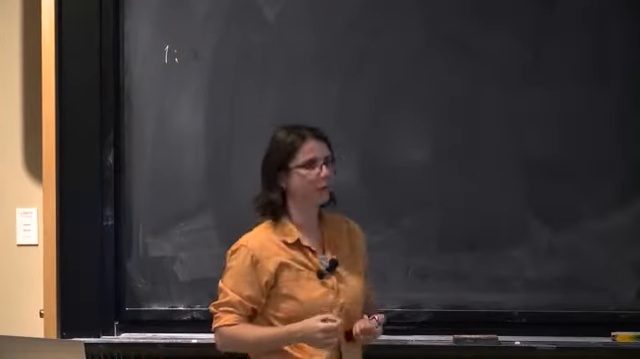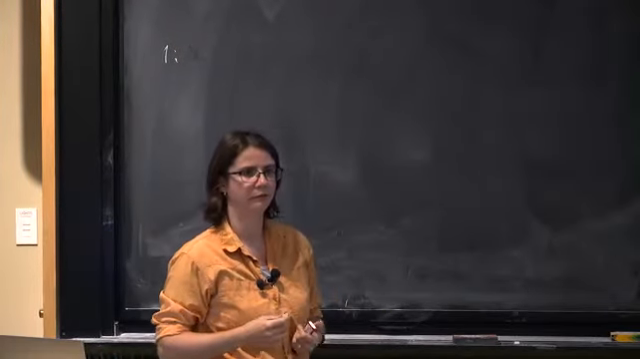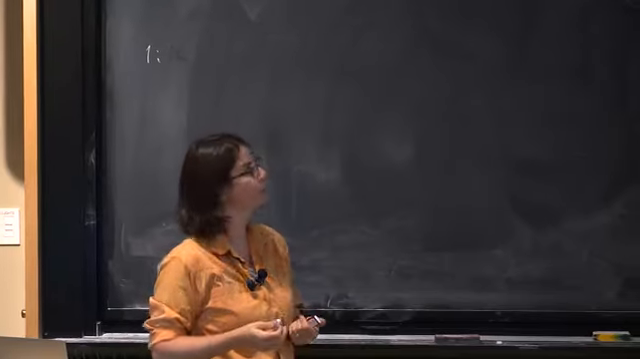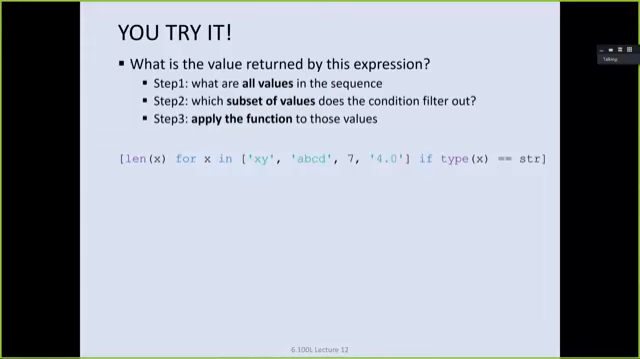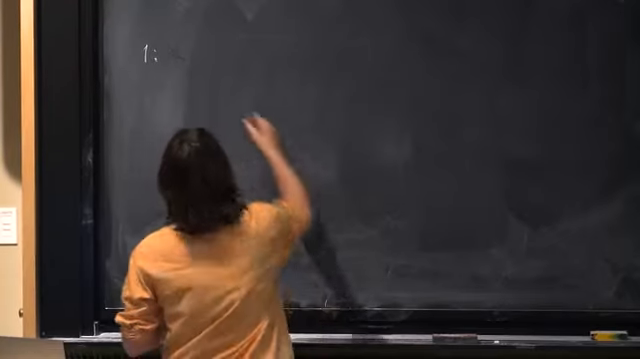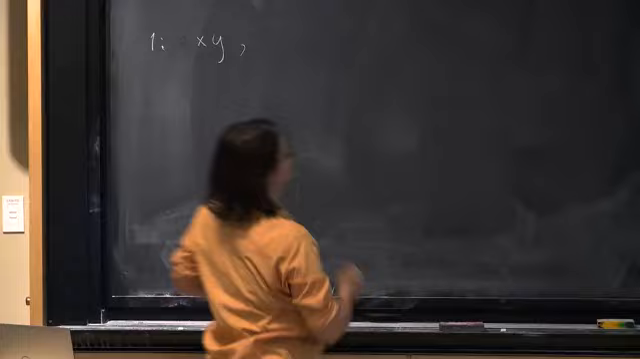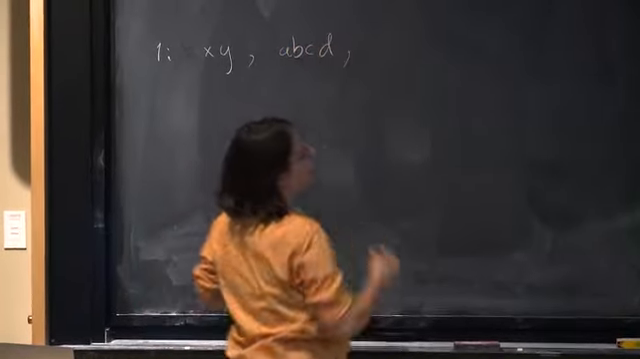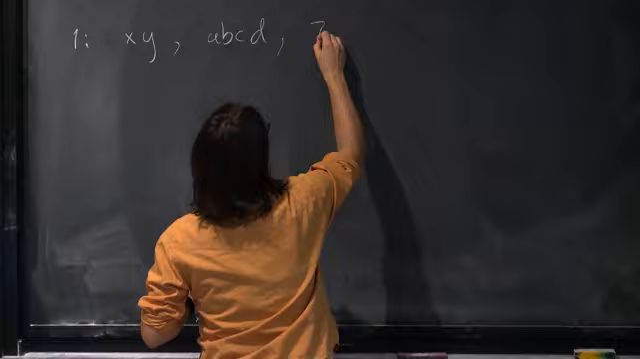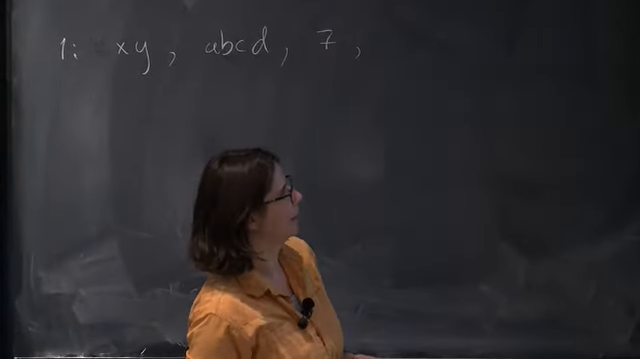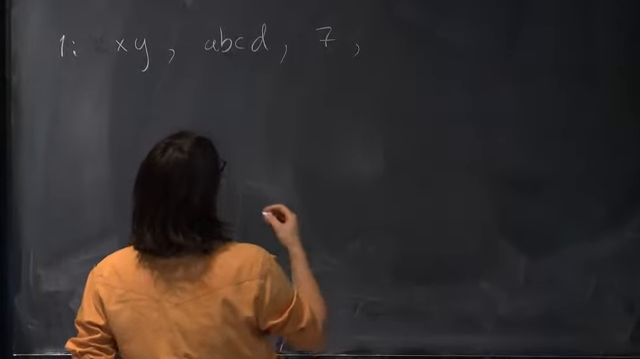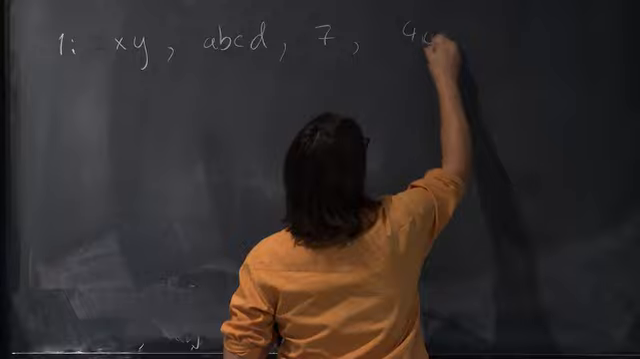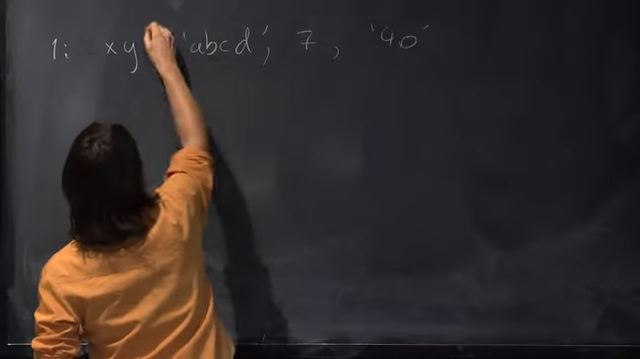So step 1, what are the values I'm iterating over? The full values, not including the condition. Someone yell it out. Yeah, that list in the middle. Awesome. Okay. So x, y, A, B, C, D, right? And then 7. And then what's the last thing? Is it the number 4.0 or a string? Yeah, exactly, 4.0. Okay, string, string.